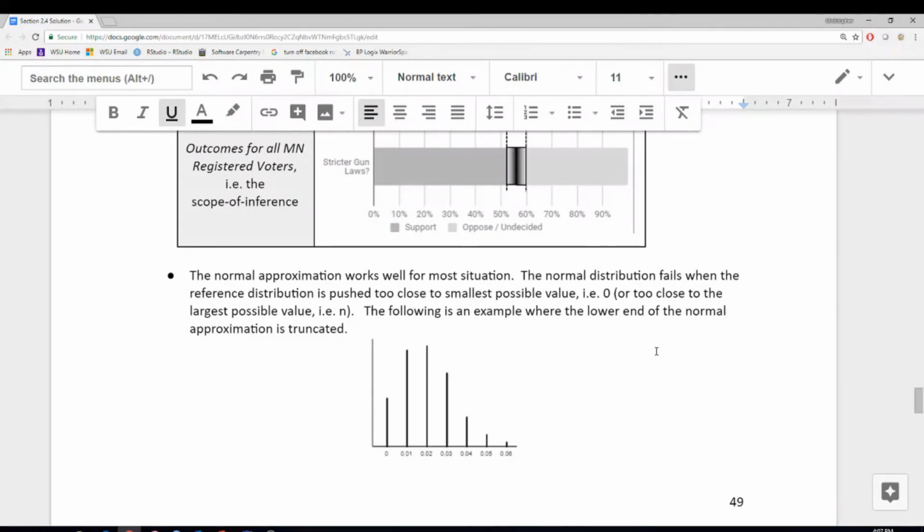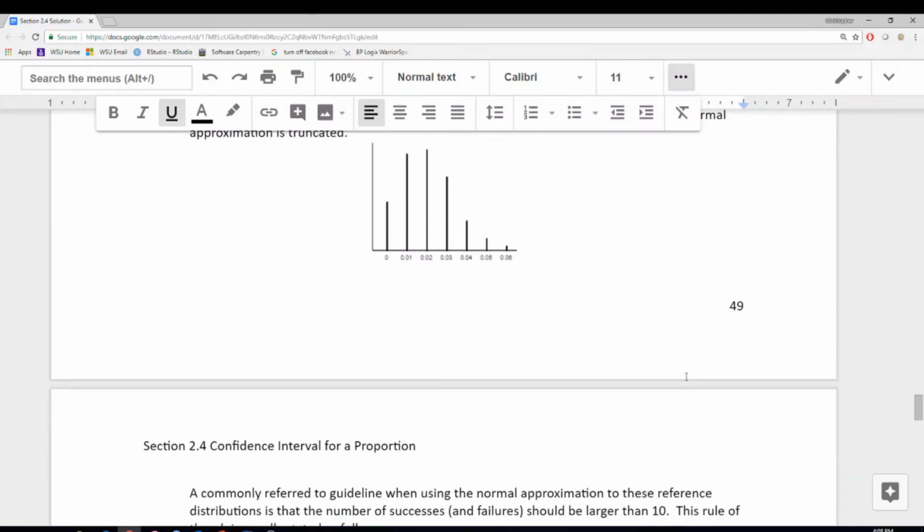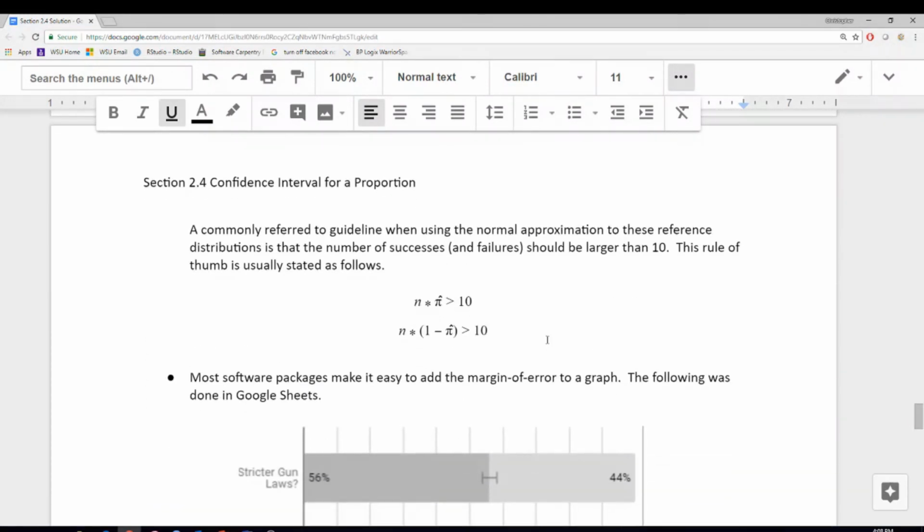Talk a little bit about the normal approximation. I said that a moment ago that works well for most situations. So when does the normal distribution fail us then? Well, it fails when our reference distribution gets too close to zero. So here I've shown you an example, a reference distribution that actually gets truncated off here at zero. We're talking about a proportion of people, and that proportion cannot go below zero. So I get this distribution that's kind of truncated on the left-hand side. Well, the normal approximation would not work very well for a situation like this. The general rule of thumb that is used to identify those situations is provided here on the top of page 50.